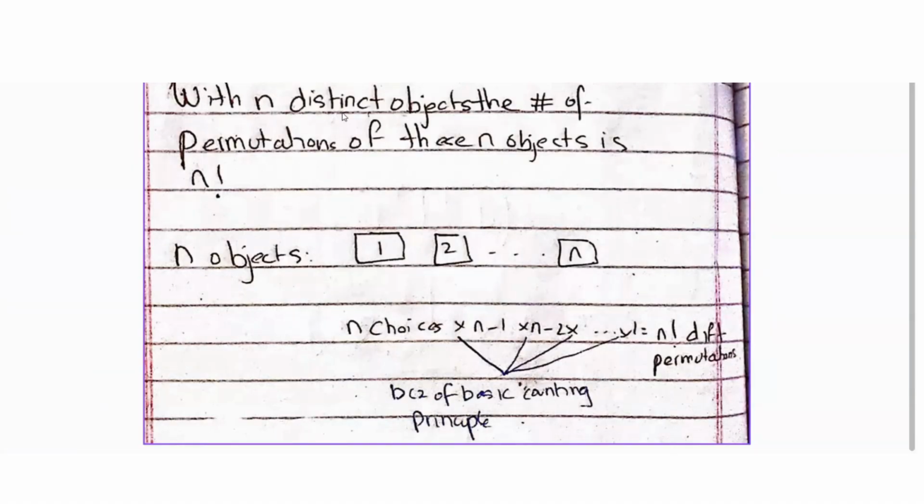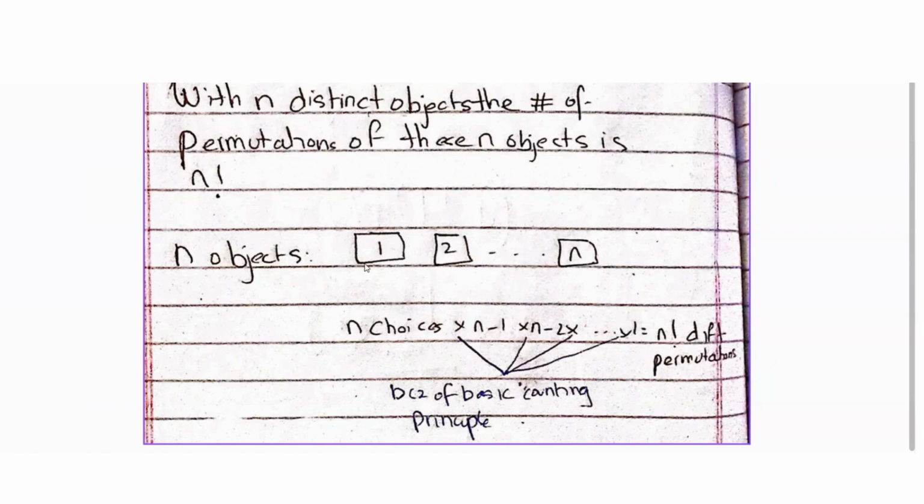Now if we generalize this and say we have n distinct objects, then the number of permutations or arrangements of these n objects is n factorial. Because you have n objects. For the first object, you have n choices. For the second object, you have n minus 1 choices, and so on. And for the nth object, you have one choice left. Because of the basic counting principle, we can multiply them together.